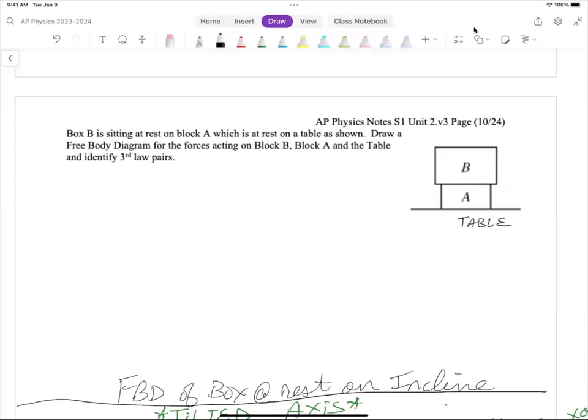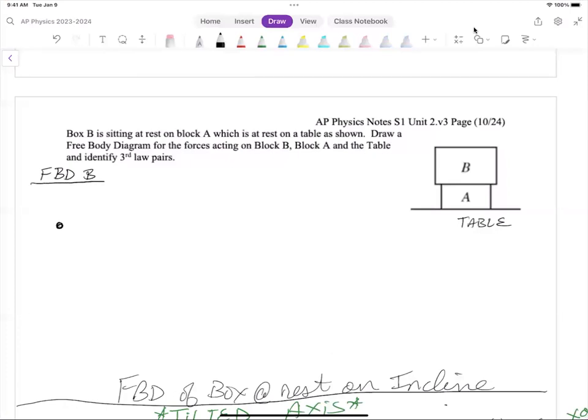We have been asked to draw free body diagrams of the forces acting on block B, acting on block A, and the table, and then circle and identify third law pairs. Now, it can get tricky on how you use your nomenclature as far as how you want to draw your forces, and I'll hopefully be consistent, not always consistent.